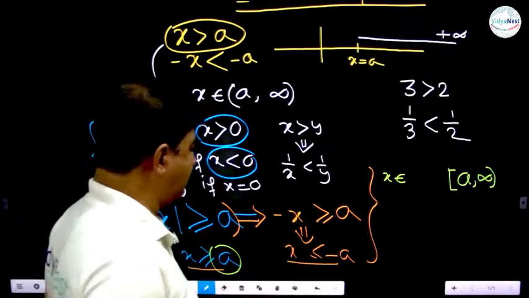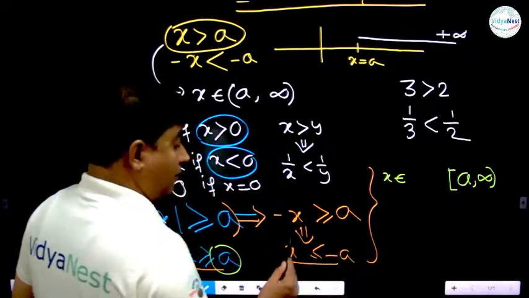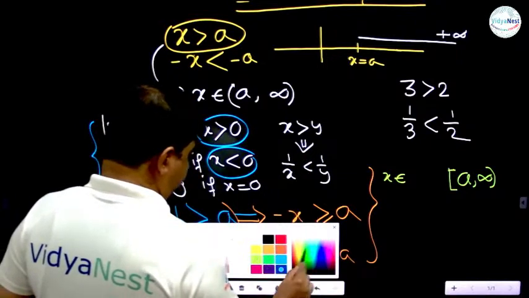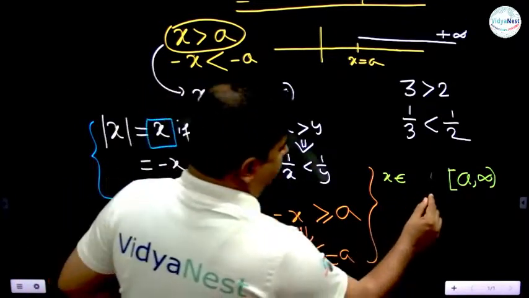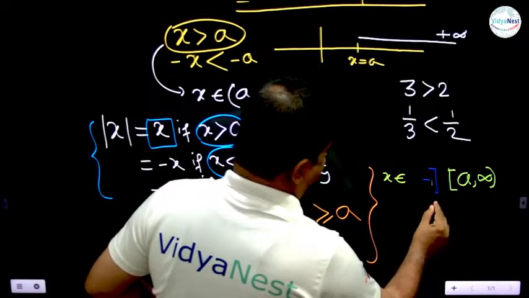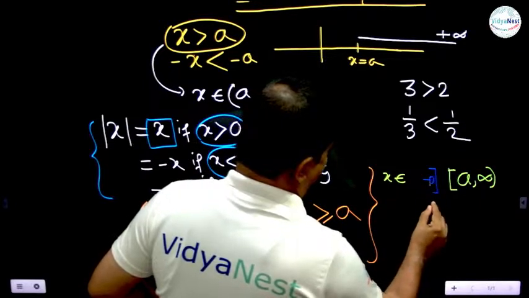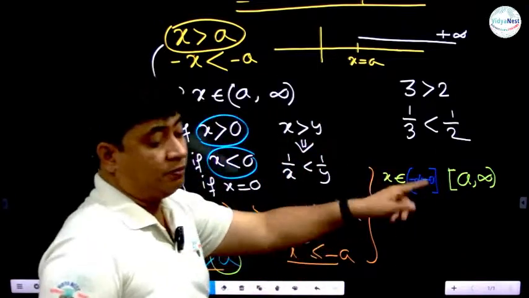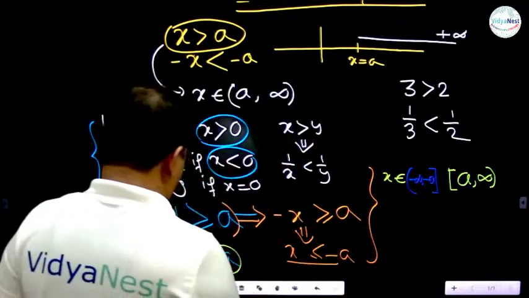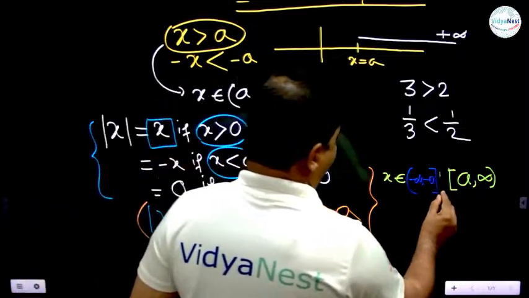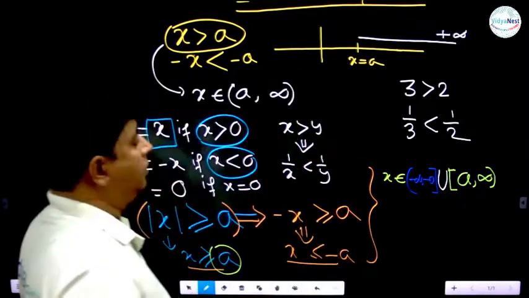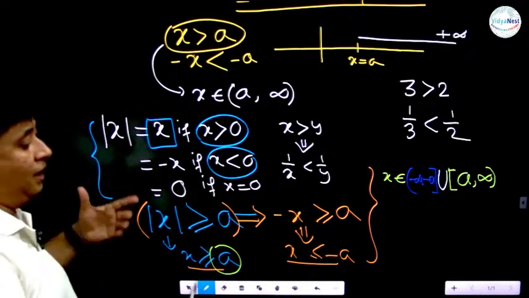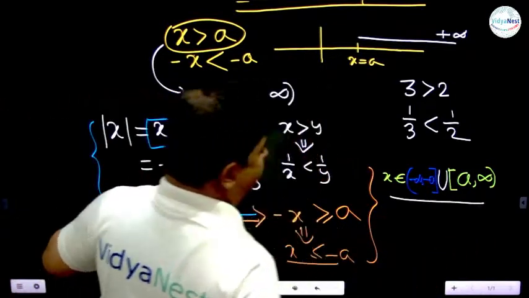What about that other case? See, negative infinity to lesser than minus a. So how to combine them? How to get the composition of these two? Put one union sign. So if I remove the mod, I can get that interval where x lies.